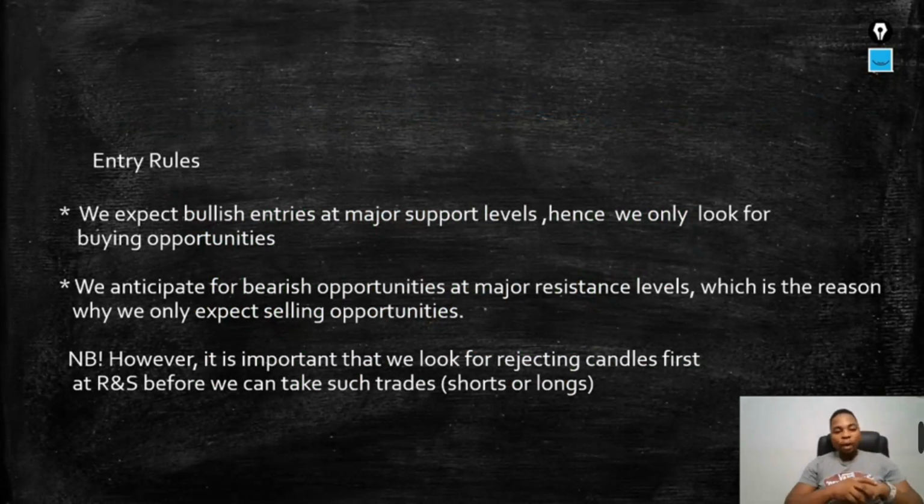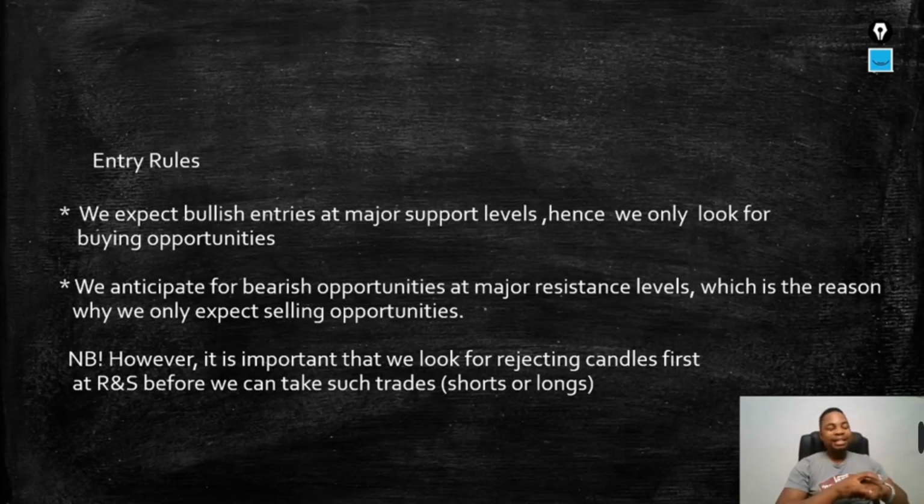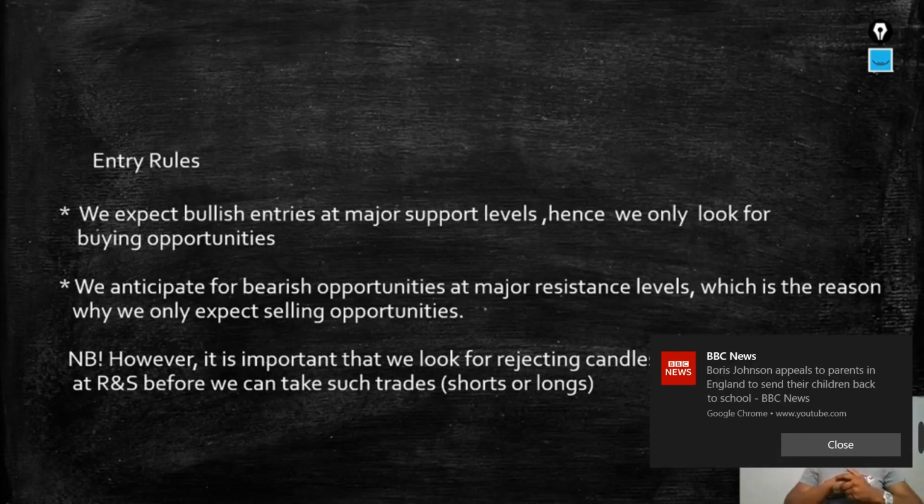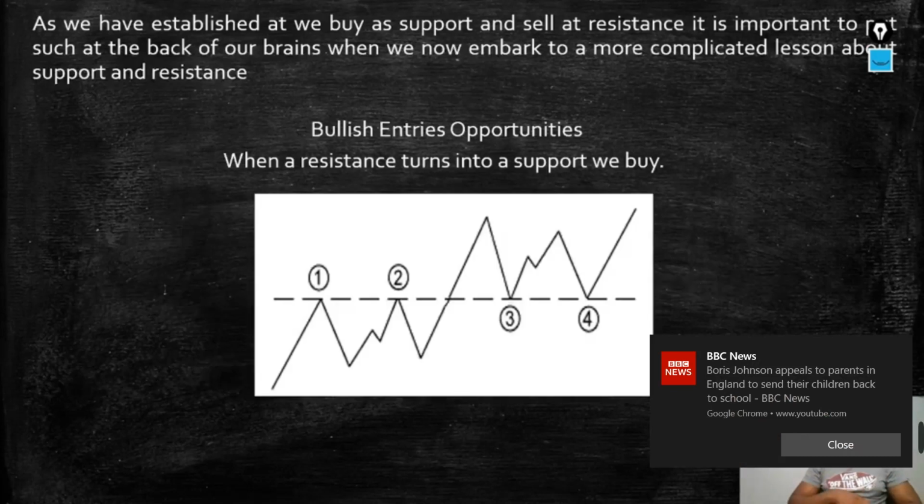NB. However, it is important that you look for rejecting candles first before you can apply your support and resistance. Those rejecting candles are always found at resistance and support before you can then anticipate for shorts or longs. It's very important that you look for those rejecting candles, your morning star, your engulfing candles. They are very important.